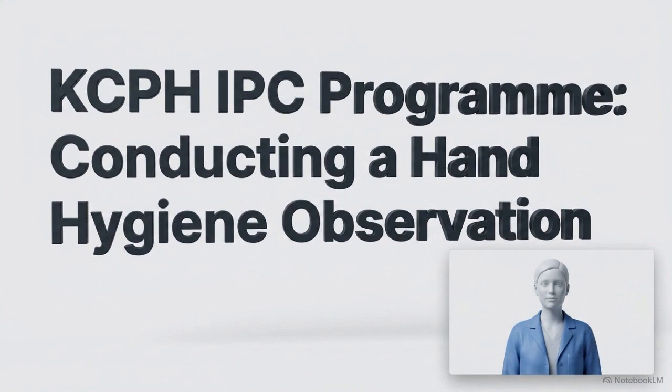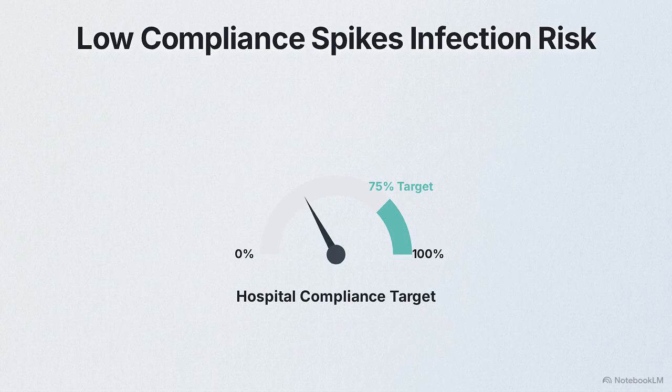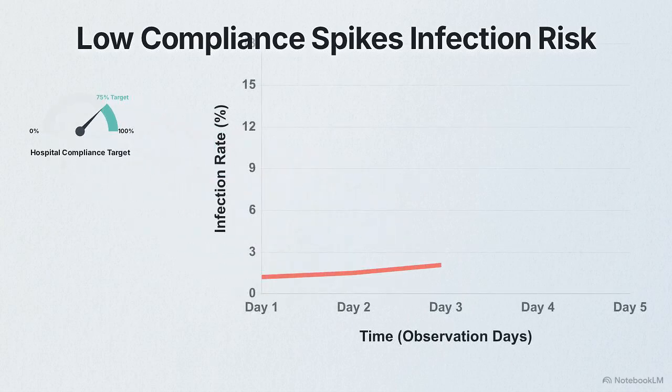Welcome to your role as an IPC focal person at Kampong Chhnang Provincial Hospital. Your primary objective in this position is mastering the biweekly hand hygiene observation and accurately logging that data into our digital system. The hospital operates under a strict, mandatory compliance target. We must hit 75% correct hand hygiene across all departments. Falling below that threshold directly increases the rate of healthcare-associated infections, putting vulnerable patients at risk.